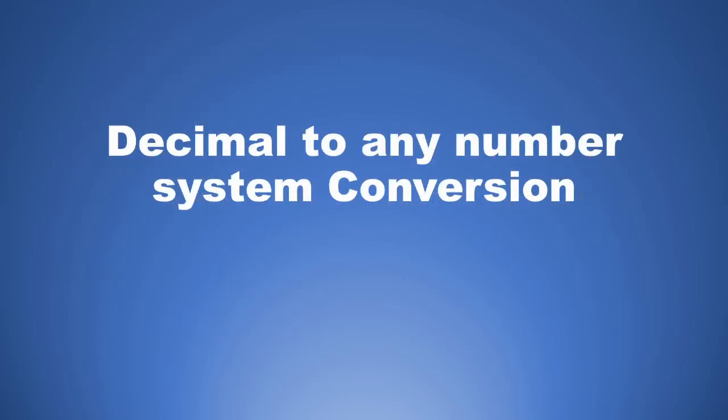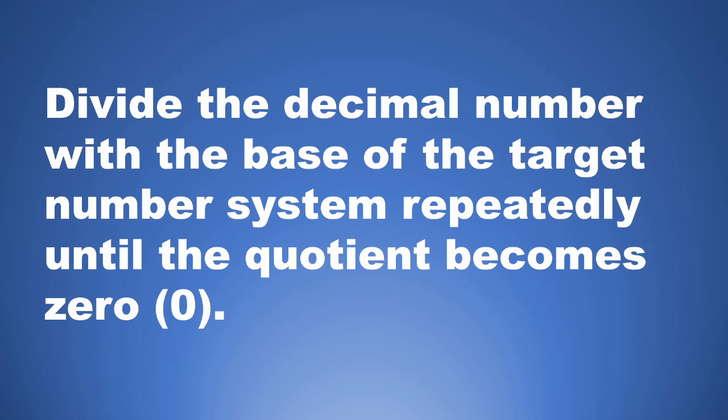What if the given number system is decimal and we want to convert it to any number system? So the method will be the same, only the base will change, the target base. Okay, so the method will be to divide the given decimal number by the target base. Repeatedly, the quotient that will be generated will again be divided by the target base until we get the quotient 0. So this is repeated division.